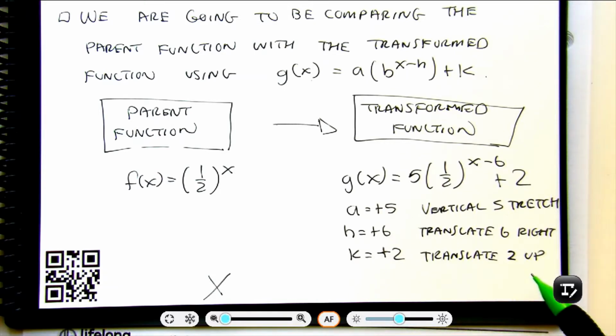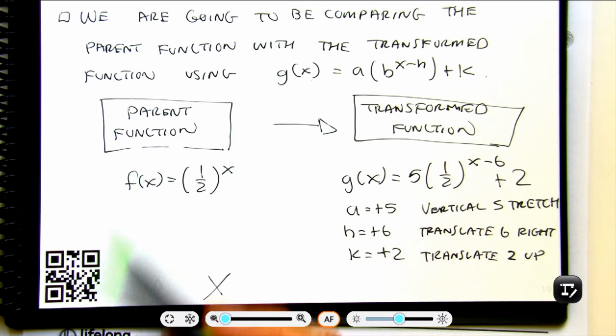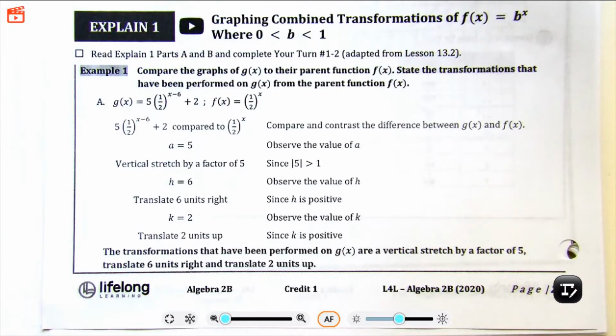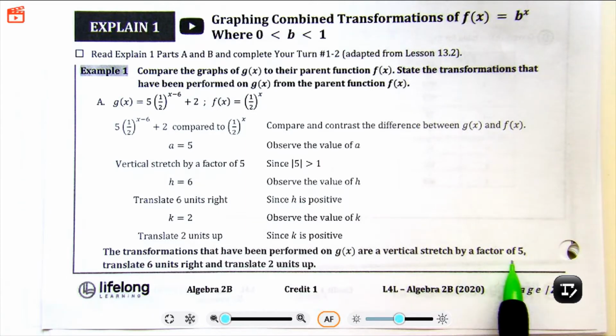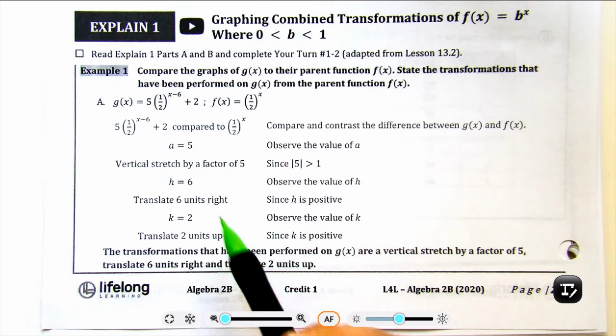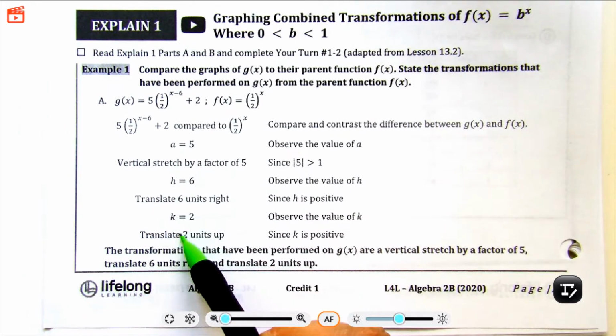So I will be okay with just these statements of how the transform function is different than the parent function. But I just want to show you another way of responding with a sentence, and that's what they have in the packet. The transformations that have been performed on g of x are a vertical stretch by a factor of 5, translate 6 units to the right, and translate 2 units up. So this is just a way of summing up all of this information. So the a, h, and k wrapped up into one sentence.